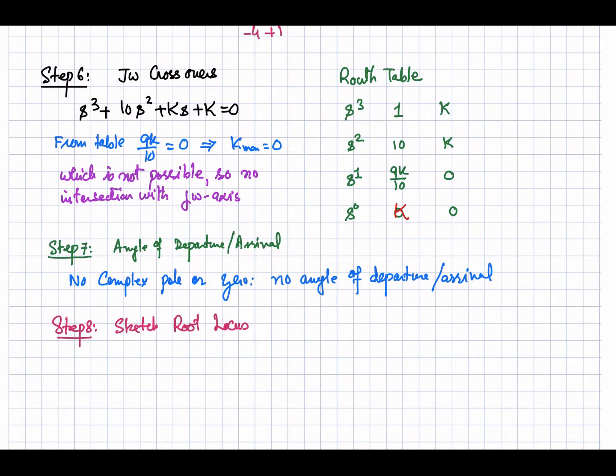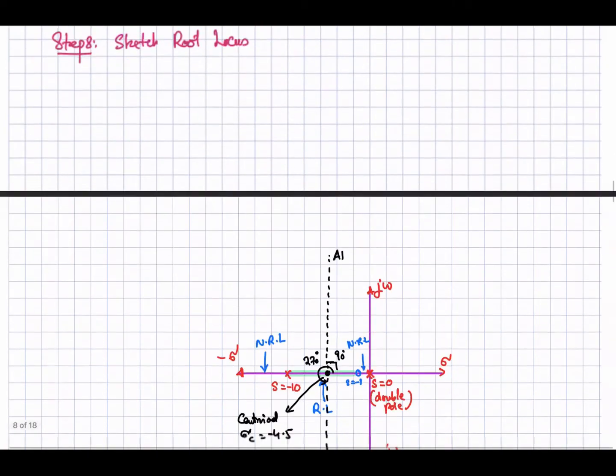Next step is to find the marginal condition. In order to have the complete row 0, this should be kept equal to 0. By taking it equal to 0, k margin comes out to be 0, which is not possible, right? Because what is the root locus? Root locus is for k equal to 0 to infinity, where the poles are going to move. If k is equal to 0, this whole row is going to become 0, and that is only possible when k is 0. So there is no intersection with the j omega axis. And there is no complex pole and no complex 0, so there is no angle of departure or arrival.